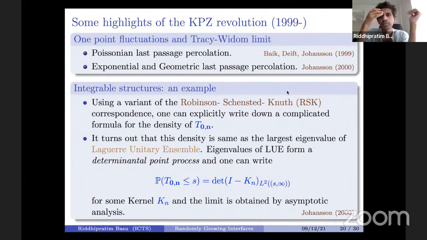Maybe I should stop at this point and ask if there are some questions, because I will now move on to describe some of the highlights of this area over the last 20-25 years. So any questions about the general model and the general features?